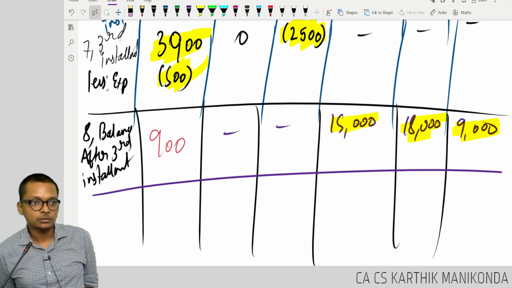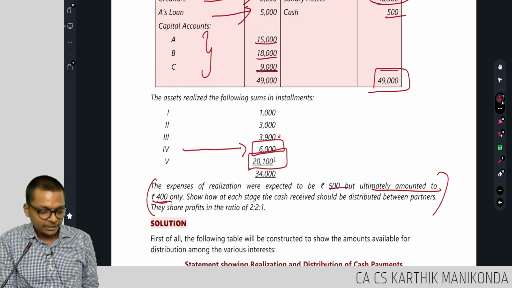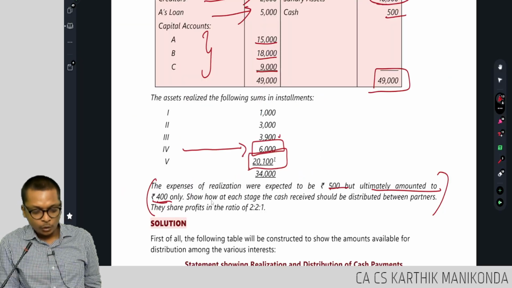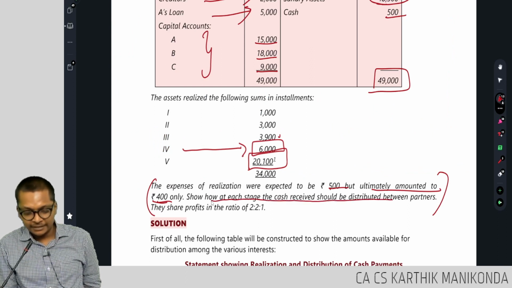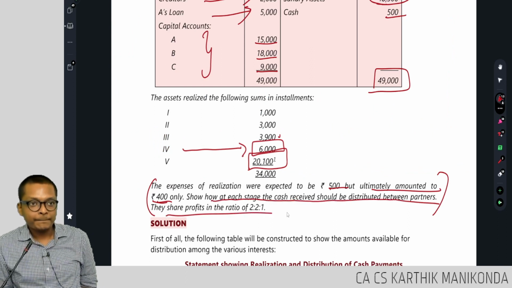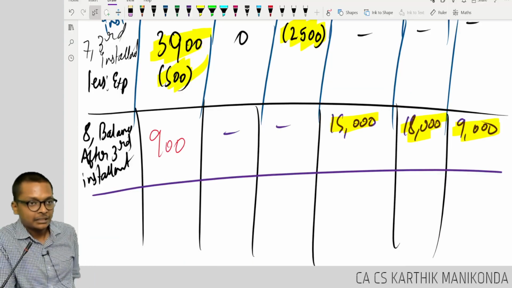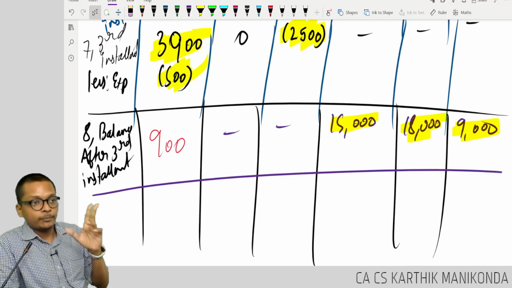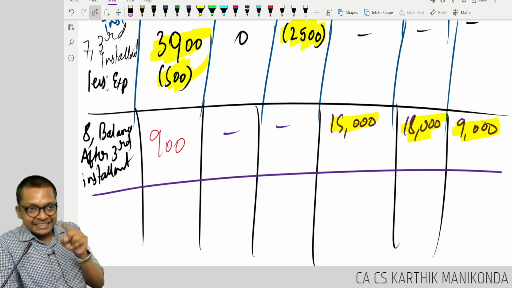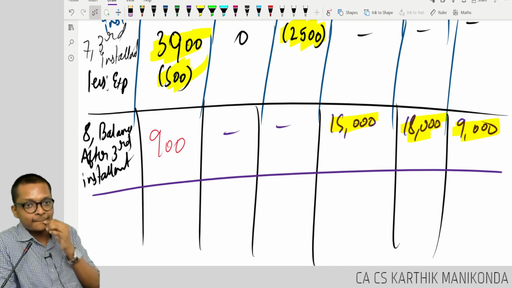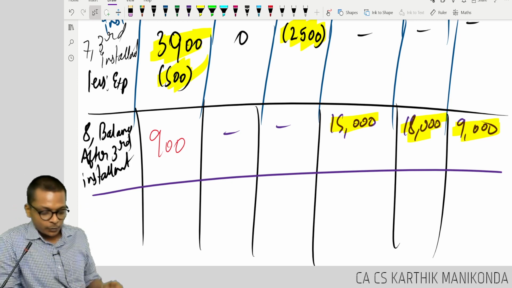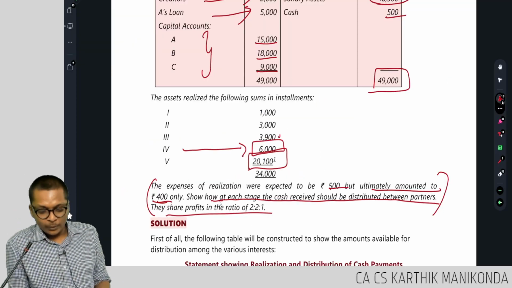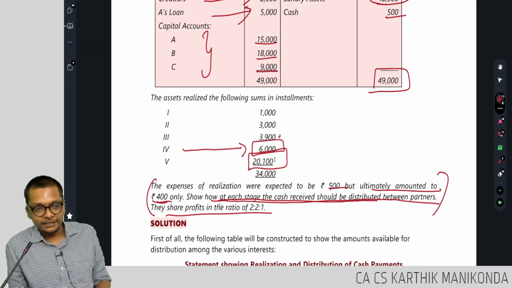What ratio? What ratio, guys? Show how at each stage cash received will be distributed between the partners. Correct? That is for profit, that is for sharing profit and loss, correct? Is that the ratio for sharing the cash? Be very careful. Question la kuduthirukkan. Show how at each stage cash received should be distributed.